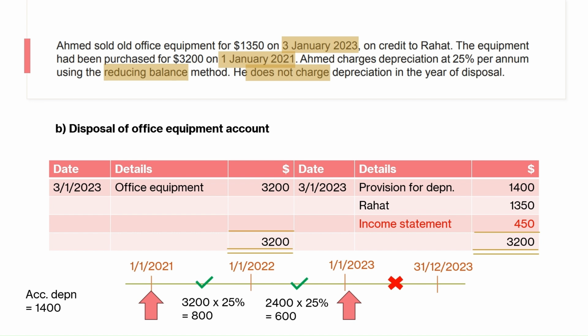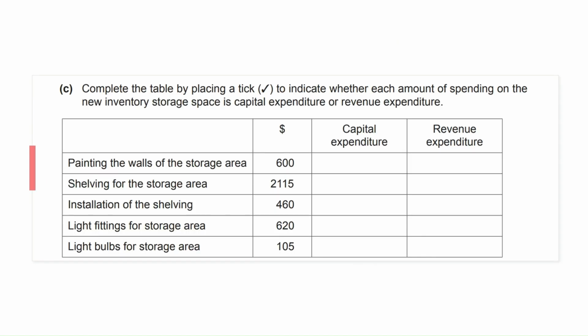So you will be crediting the disposal account and you will be debiting the income statement. Debit to the income statement means it's an expense. So there was a loss on disposal. And that entry would be made on the 31st of December 2023. With that, we are done with part B. Now we can move on to part C.